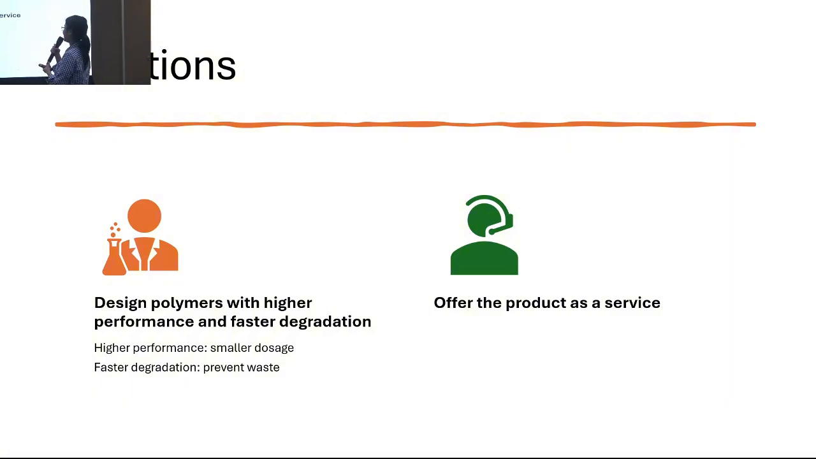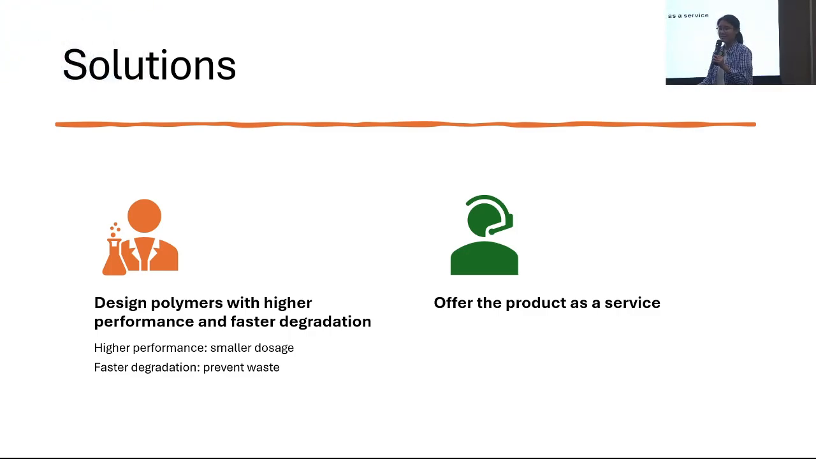So the solution is we want to design the polymer with a higher performance and a faster degradation, because when the performance is higher, then a smaller dosage is needed. And faster degradation means it prevents waste. For example, the polymer has a lifetime of 2 years, and if we change the lifetime into 1 year, it biodegrades faster, and the waste itself is decomposed faster because the lifetime is shorter.